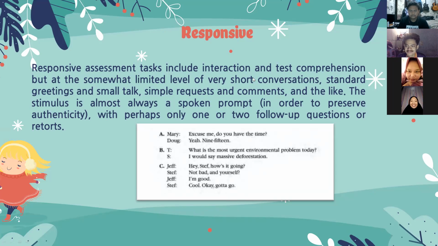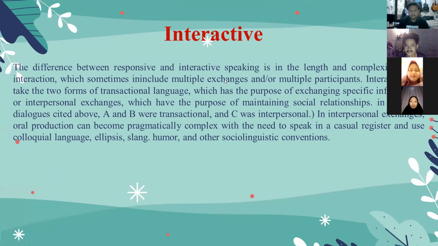Okay, the next slide. Interactive item. Sorry.